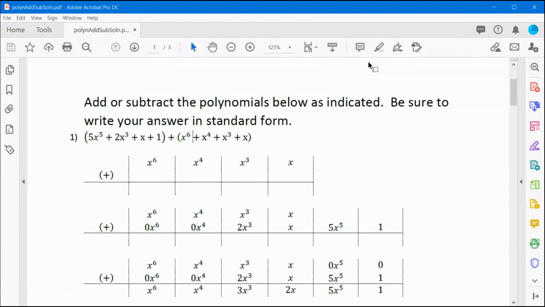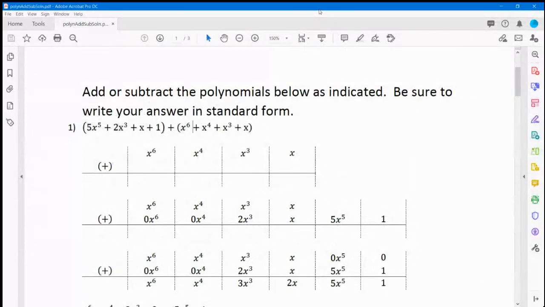I thought there was a laser pointer here. Anyway, what do we do here? Each term is going to get its own column. So we have x to the 6, that gets a column. x to the 4th gets a column, right? x cubed, and then x as well. So we have those columns.